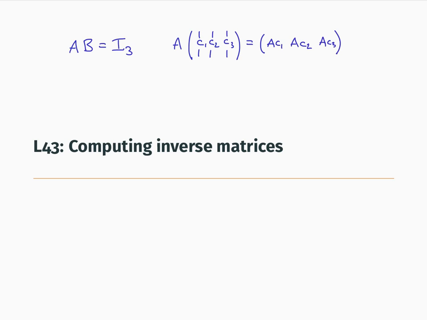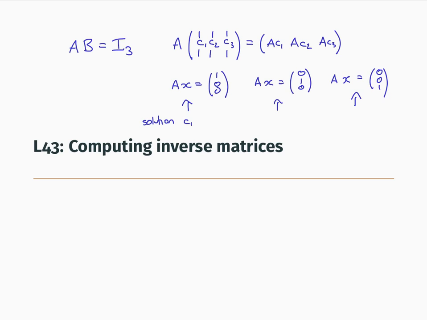So if you want this to be the identity matrix, then what you need to do is to solve the matrix equations AX equals the first column of the identity, which is 1, 0, 0, and the matrix equation AX equals the second column of the identity, and AX equals the third column of the identity, because a solution to this one would be the first column, C1, of your inverse. And the solution to the second one would tell you what the second column of your inverse ought to be. And the solution to the third one would tell you what the third column of your inverse ought to be.